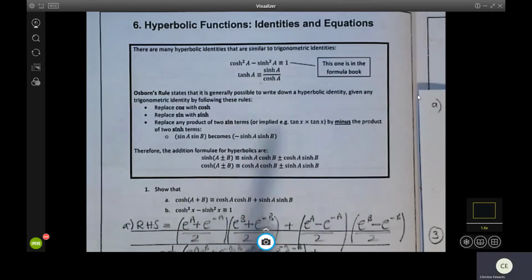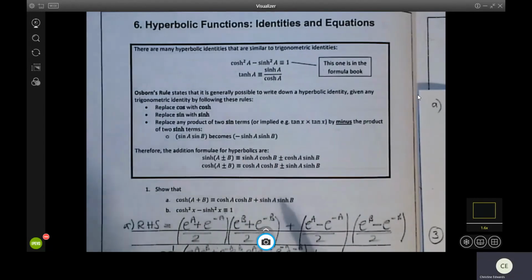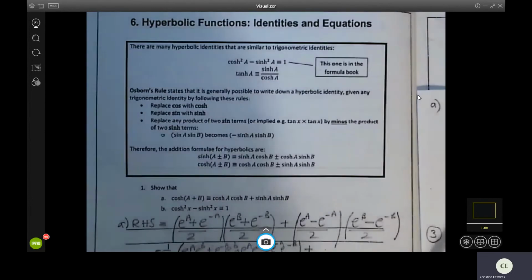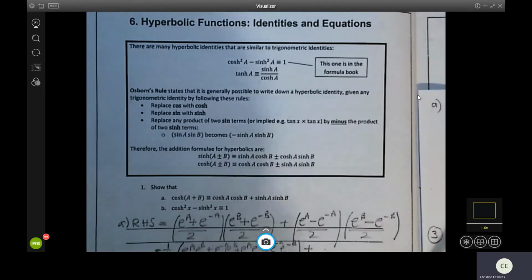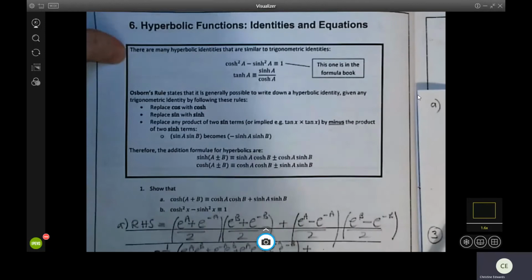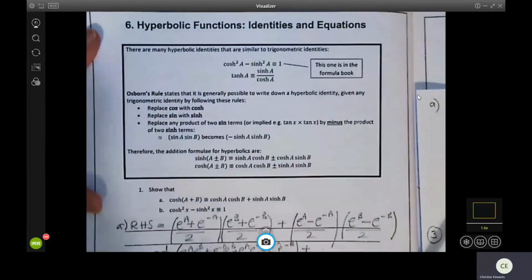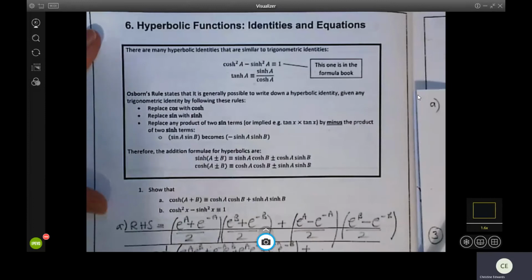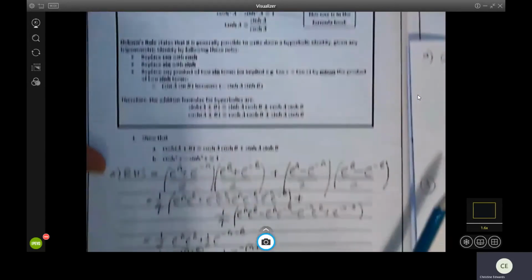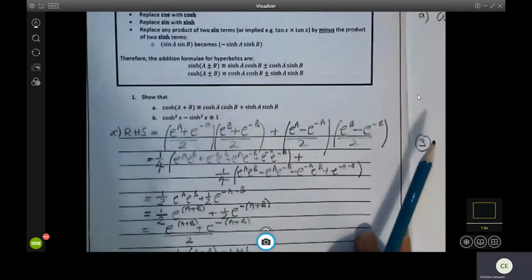So, having a look at question 1, we're going to use the definitions to prove two identities, both of which are quite algebraic, using exponentials, and then we're going to go on and use identities that we have converted from standard trig to solve equations. So, I've written these ones out already.